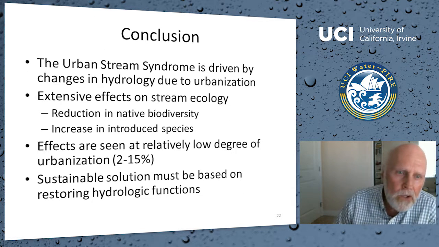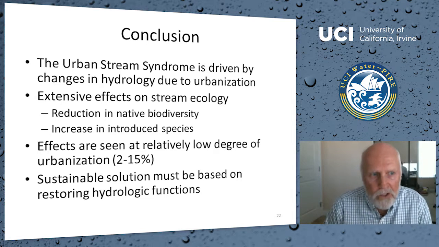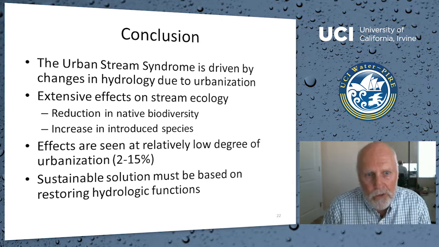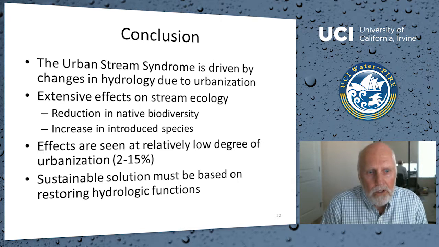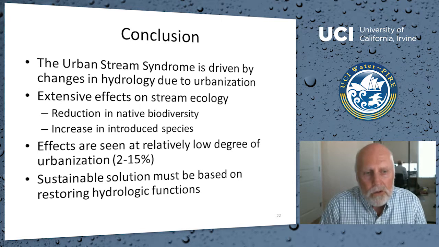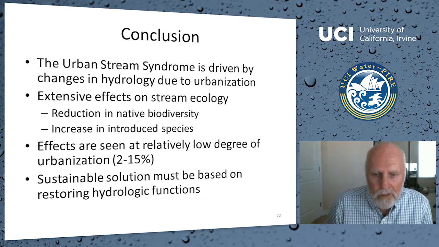And so, in conclusion, there's a lot of aspects to the urban stream syndrome, but it's really driven by changes in hydrology due to urbanization and especially the increase of impervious surfaces. And there are very extensive effects on stream ecology, reductions in native biodiversity or increases in introduced species. The effects are seen at a relatively low degree of urbanization, 2 to 15%, and they can be pretty dramatic even at that low amount of urbanization. And then finally, the sustainable solution has to be based on restoring hydrologic function. And that's it.